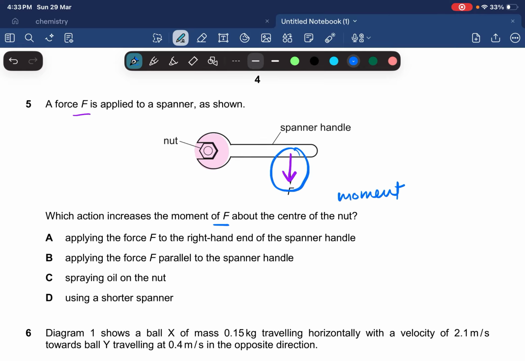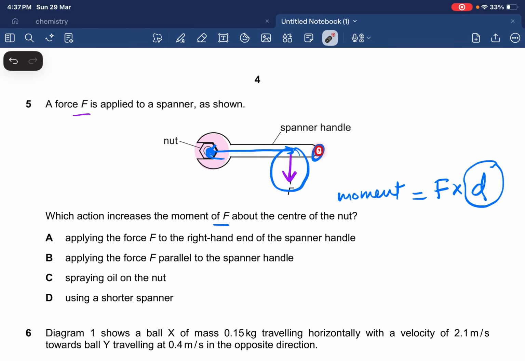Write the equation of moments. You want to know how you are going to increase the moment. Moment equals force times distance. This distance is the perpendicular distance from here to here. Applying the force F to the right hand end of the spanner handle, that is correct, because if you apply the force here, what is going to happen to this distance?